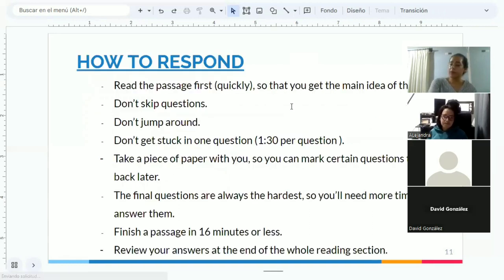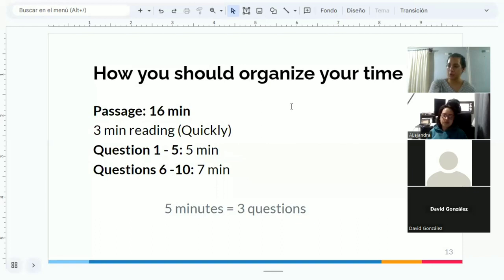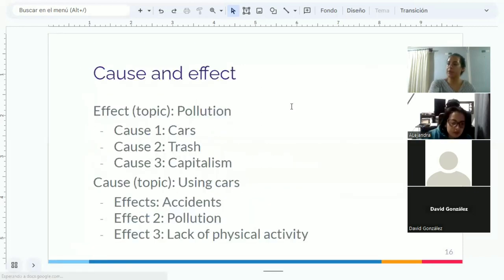Now, the most important thing we can do here, the most useful thing we can do is take a look at the types of questions.